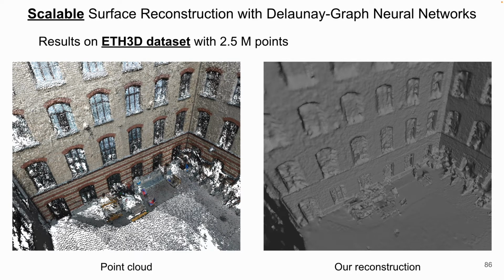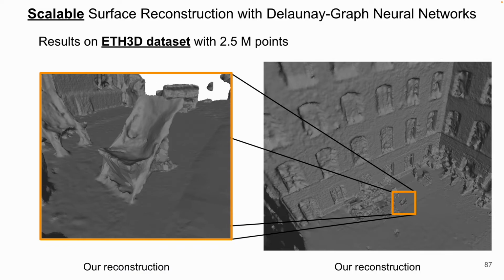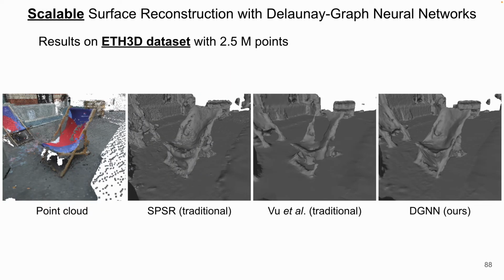Here we show another scene from ETH3D, which has around 2.5 million points together with our reconstructed surface. Again, we zoom in, and here we compare to the screened Poisson reconstruction again and another energy-based method, which are still one of the few surface reconstruction methods which can scale to large scenes like this. And again, our algorithm produces a more accurate and more complete reconstruction at the same time.